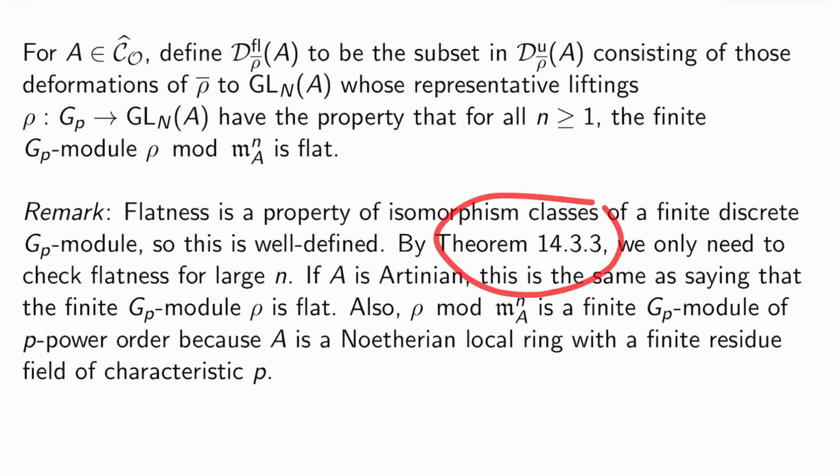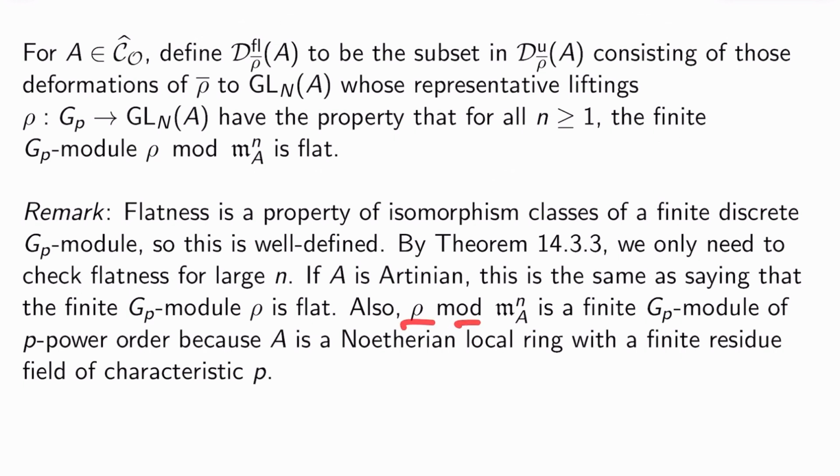Also, by Theorem 14.3.3, which is Raynaud's equivalence of categories, you can actually show that you really only have to check flatness for large n, sufficiently large n, okay? And if A is Artinian, this is the same thing as saying that the finite GP module rho is flat. So the description of what's going on here becomes a lot simpler if you just assume A is Artinian, okay?